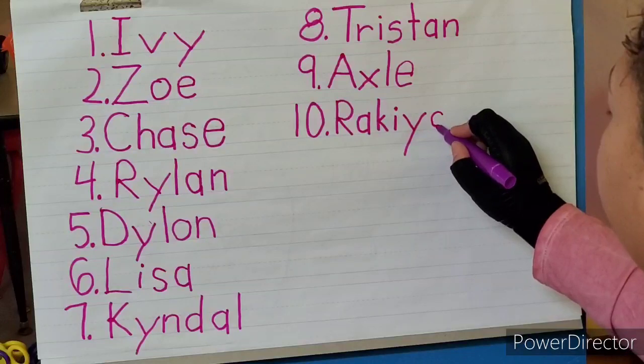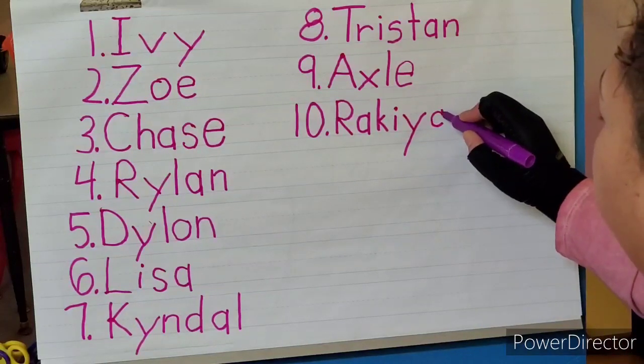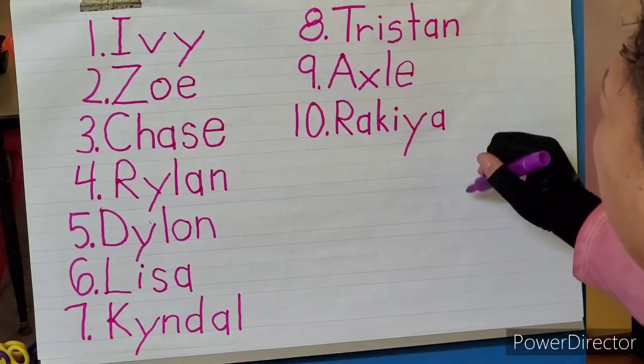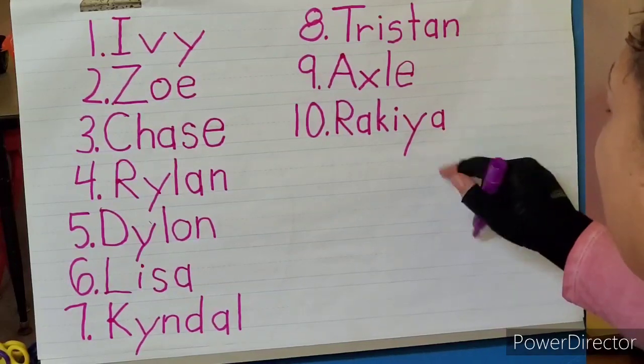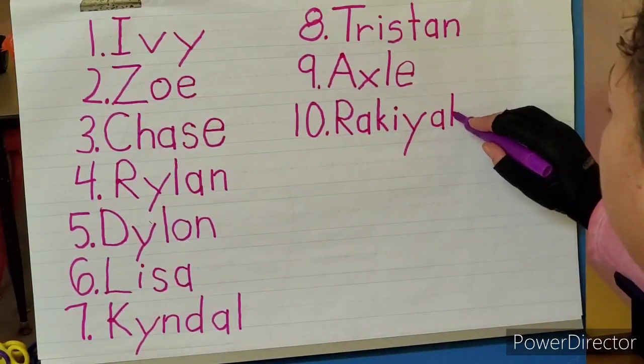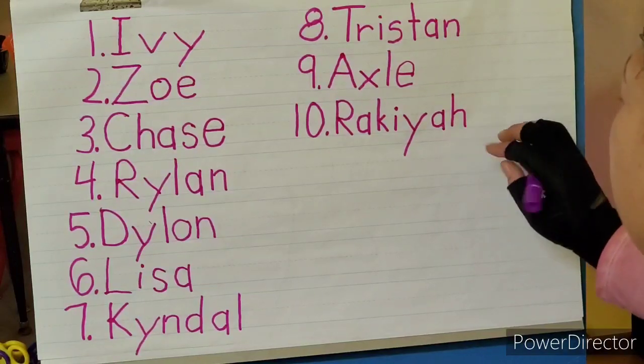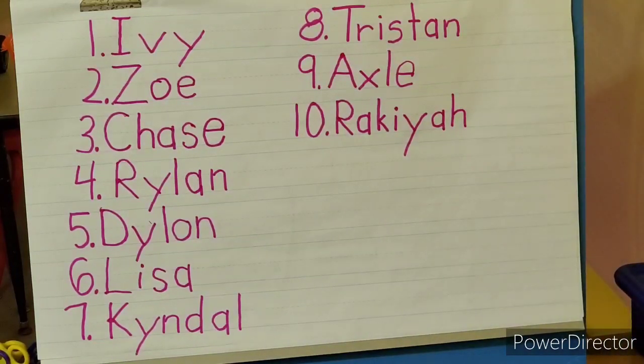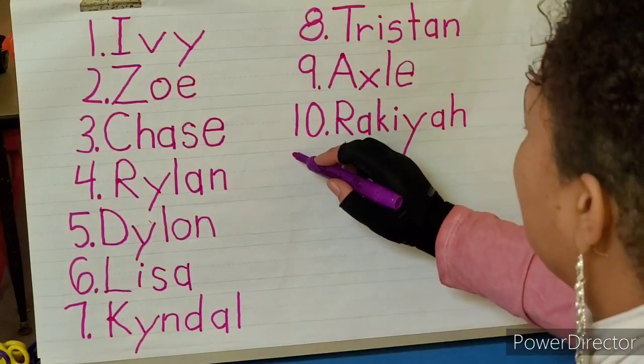We're going to start with the letter C and add another short vertical line to make a lowercase a. A long vertical line, curve around, come down to make the letter H. Whose name is this, friends? Rakaya.